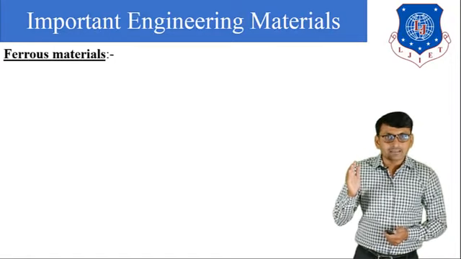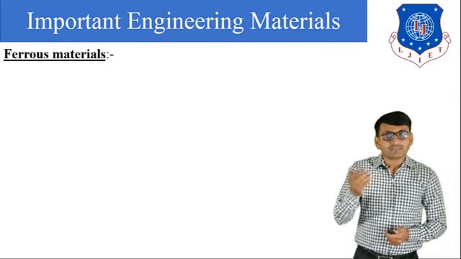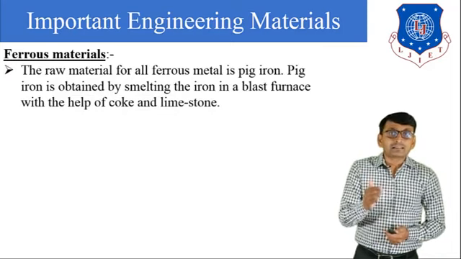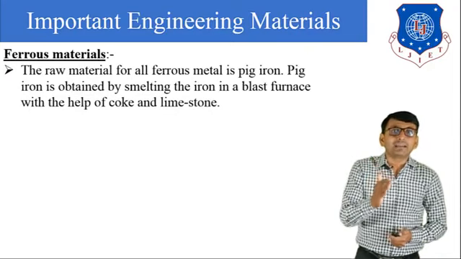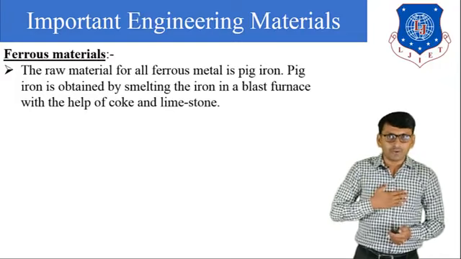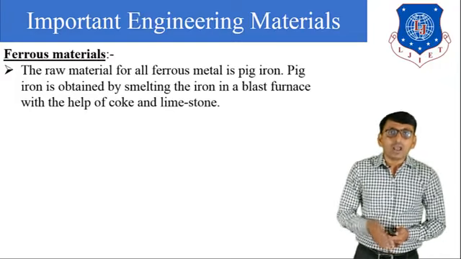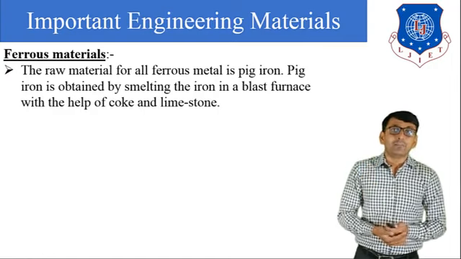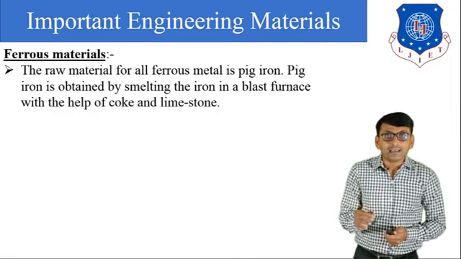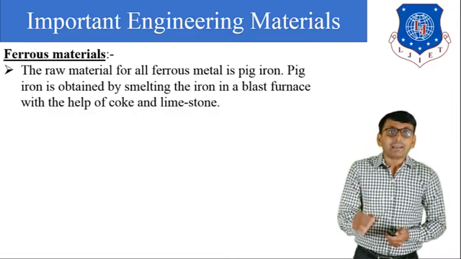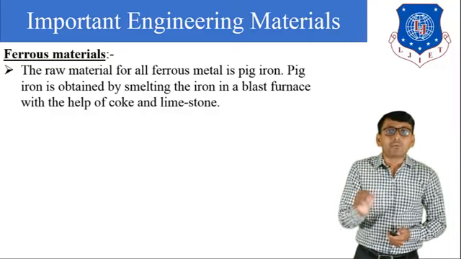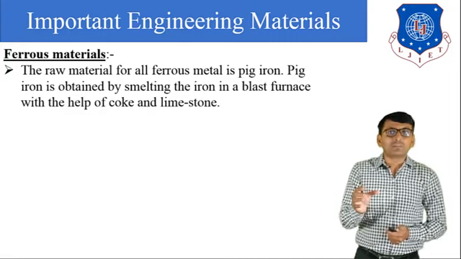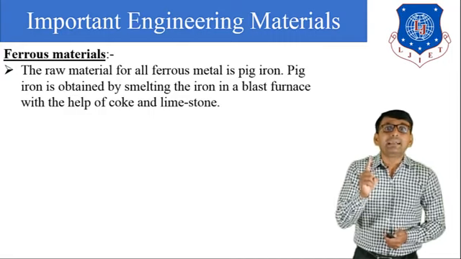In the last lecture, we discussed what we mean by ferrous material. Ferrous material is a material which contains iron as the main component element. The raw material for all ferrous metals is pig iron, and pig iron is obtained by smelting iron ore in a blast furnace with the help of coke and limestone. So the main material for all ferrous materials is pig iron.